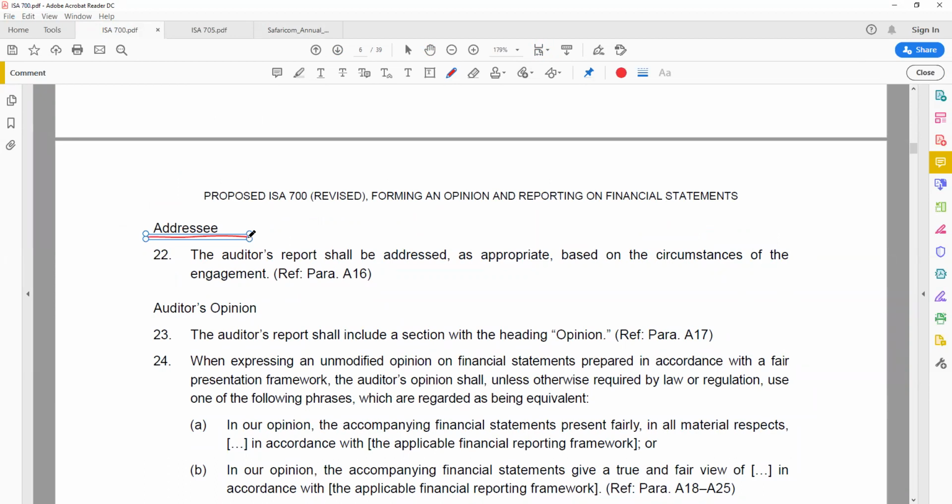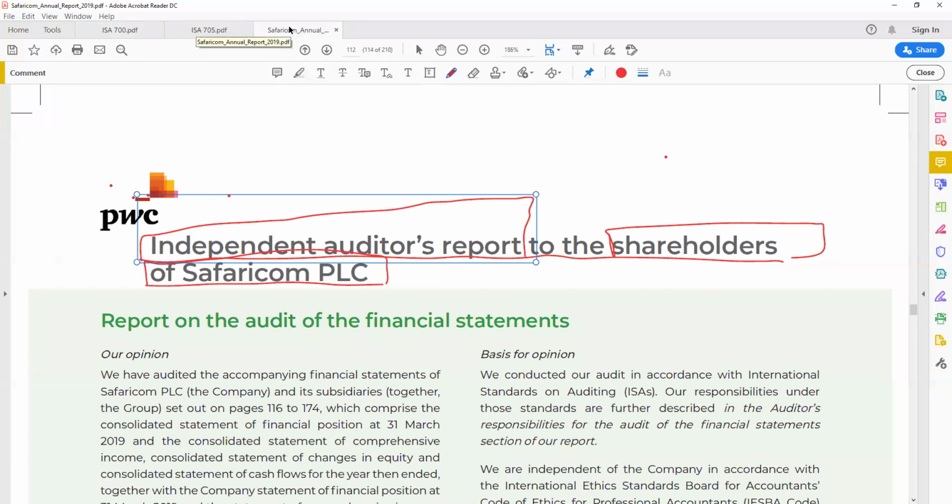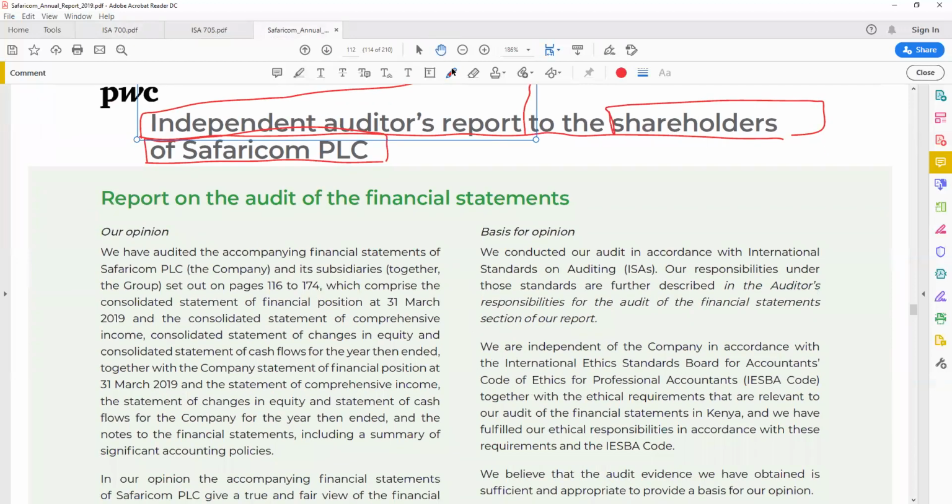Next is the opinion. Of course, the opinion. This is the core paragraph, on the opinion you're going to give. So going back to the report of PwC to the shareholders of Safaricom, we now have our opinion paragraph. Now here you dictate, you say what your opinion is.